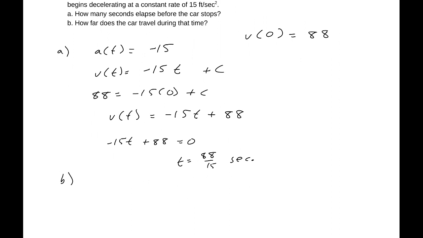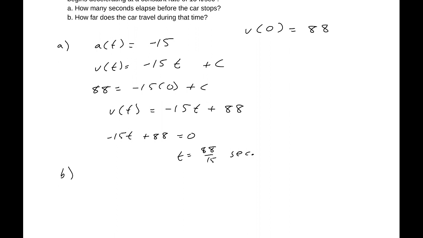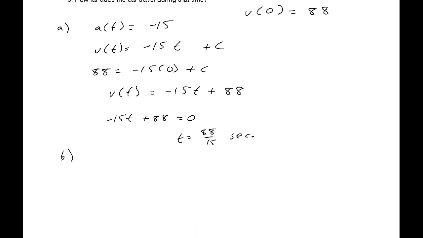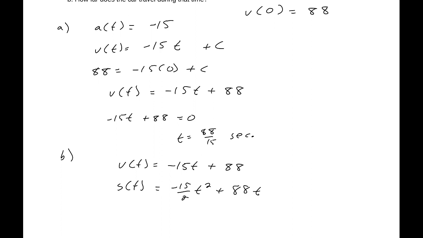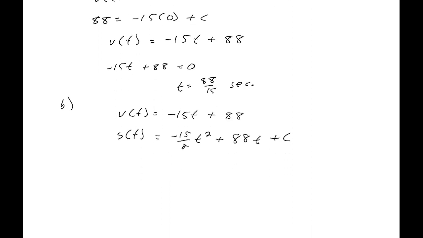Okay, now to find how far the car travels during this time, we need to know the position after those 88/15 seconds. Okay, we need to know when it's going to stop. So we're going to go ahead and say that the initial position is going to be 0. Okay, so let's go ahead and say this. If v of t equals negative 15t plus 88, well then that means, taking the antiderivative here, negative 15 over 2 t squared plus 88t plus c. So let's go ahead and say the position at time 0, we'll just call it 0, which means that our particular solution is negative 15 over 2 t squared plus 88t.